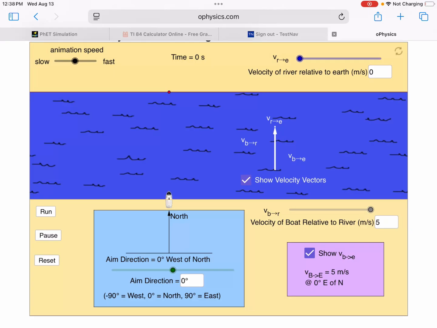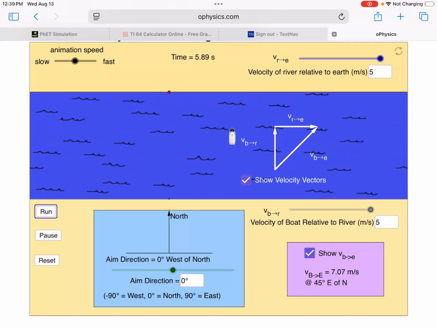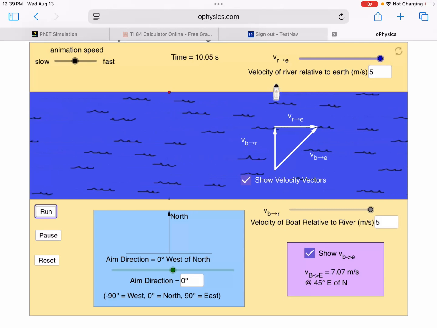So it's just the vertical part of its velocity that decides how long it takes to get across. Now, if I make the river move, has anything changed vertically? No, right? Our boat still has the same velocity and it still has to go the same distance across the river. So if we just think vertical here in the y-axis, notice it still takes about 10 seconds to get across. The time looks slightly different. I think that's just a little quirk in how it's calculating in the simulation, right?